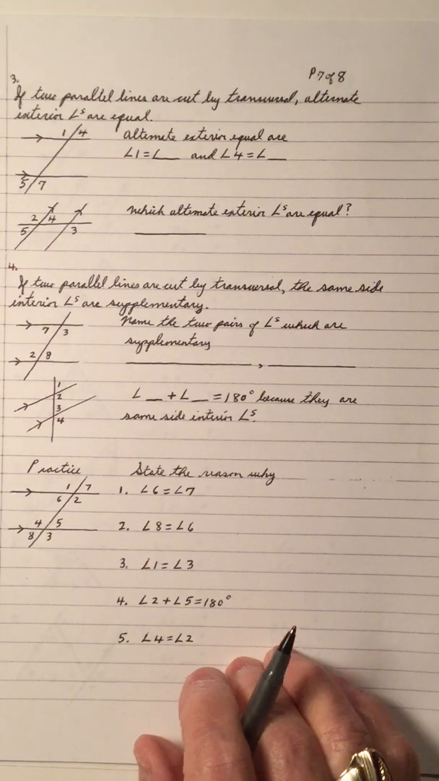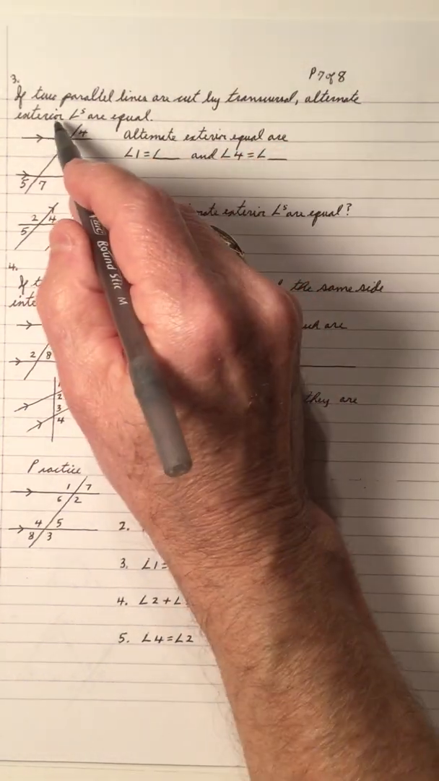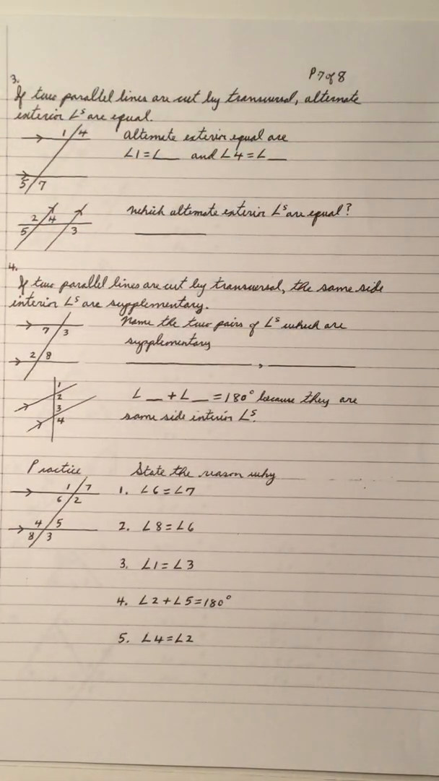If two parallel lines are cut by a transversal, the alternate exterior angles are equal. So notice all the angles we named, interior, alternate exterior, corresponding, these angles are equal.